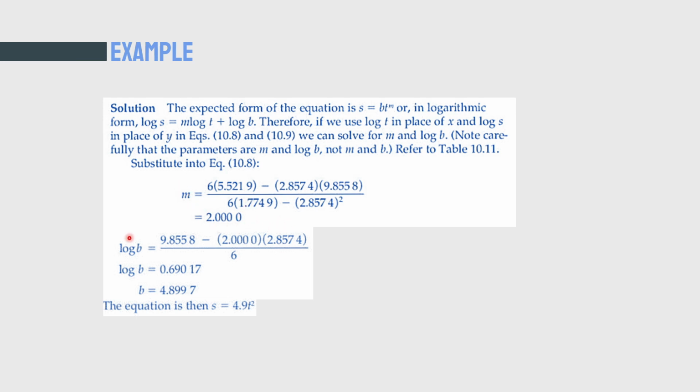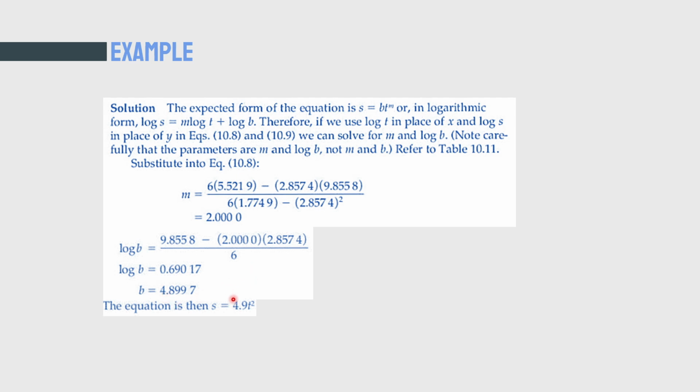Now, from that, instead of b, we have log of b. It will equal 9.8558 minus 2 by 2.8 over 6. Log of b would be 0.69. Take e to the power of log of b equals e to the power of 0.69. E to the log of b would be b mathematically. E to the power of 0.69 would give you 4.899.